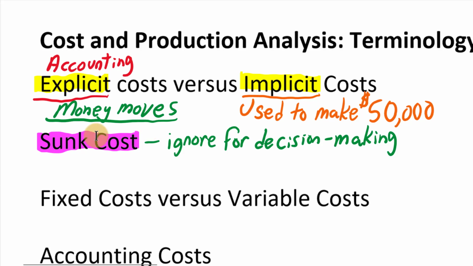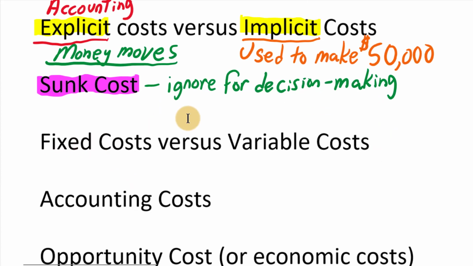So the saying that economists have about sunk costs is, remember that sunk costs are sunk. Don't think about them for future decision making. Now, if you're about to spend money that's going to be a sunk cost, well, that's still important because you haven't spent it yet. It's not sunk yet.